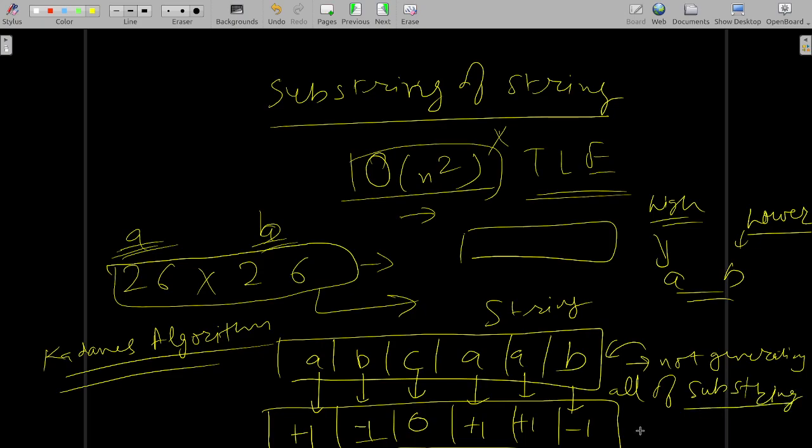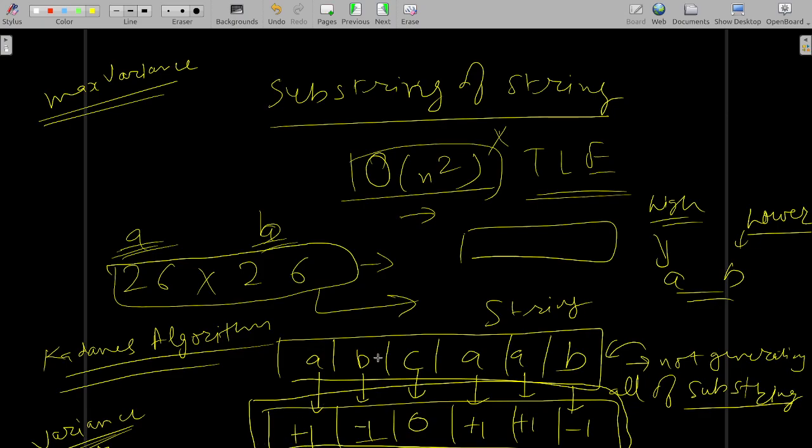For every pair we are just considering the subarray having the maximum sum, that would be the variance that pair of characters is contributing, and we would be finding the maximum of such variance of any pair of characters that is present in the string. If any of the characters in the pair is not present in the string, then we will not be considering it. So this is where the Kadane's algorithm will be applied.